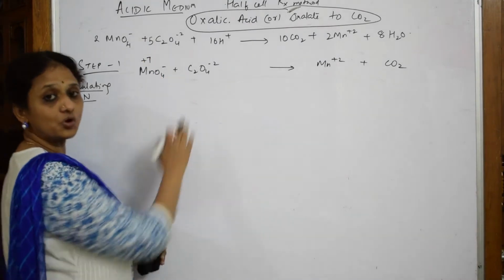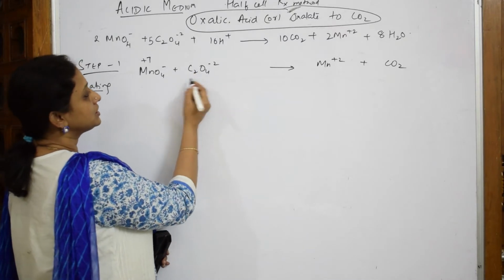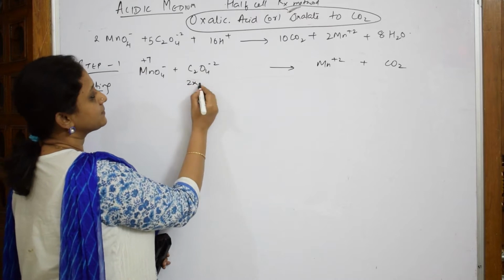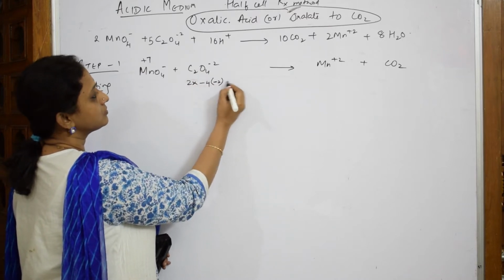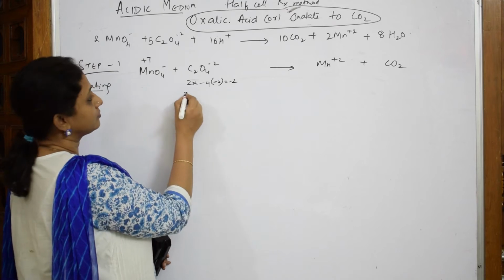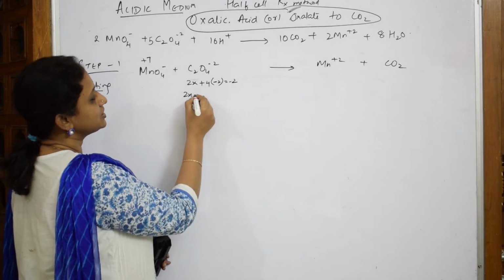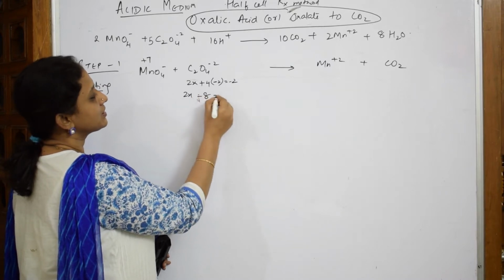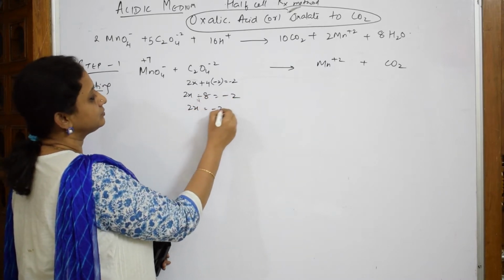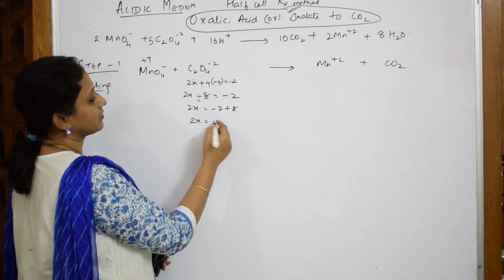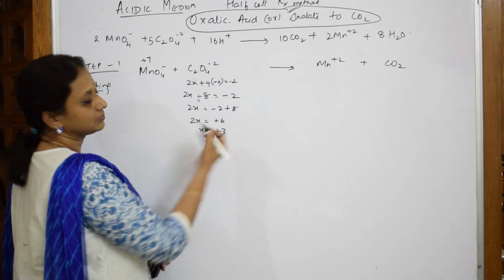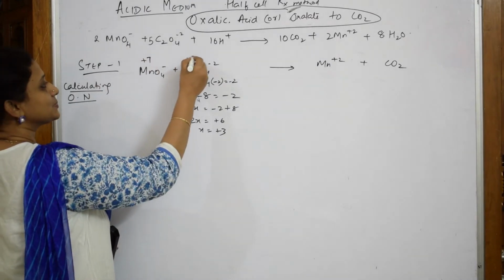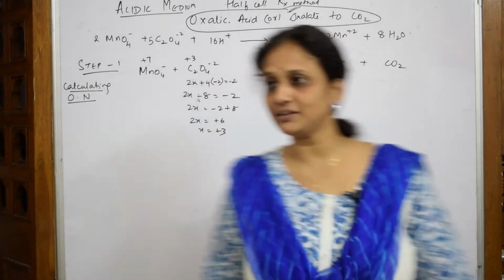Now let us come back to oxalate and calculate the oxidation number here. There are 2 carbons, so 2x, and oxygen we already know: 4 into minus 2 is minus 8, and the charge is minus 2. So 2x minus 8 equals minus 2, and 2x equals plus 6, so x is plus 3. I have got the oxidation state of carbon as plus 3. Let us write plus 3. Done.